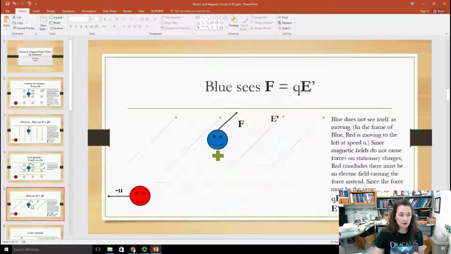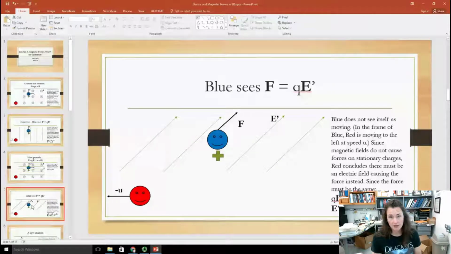And then from the perspective of blue, blue would still have to see that force up and to the right. However, blue would say that that was all due to an electric field because blue sees itself as stationary. And what that means is that if you set this QE prime equal to the perspective of red, then you would have QE prime is equal to QE plus QU cross B. You could cancel the Q's out, and you have E prime is equal to E plus U cross B.